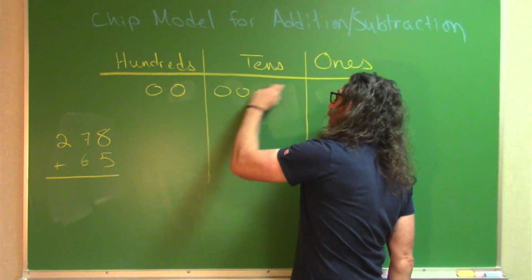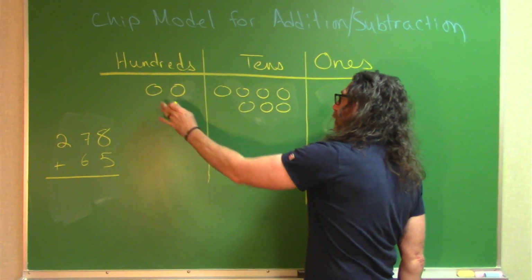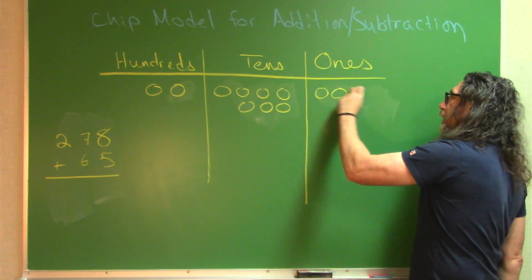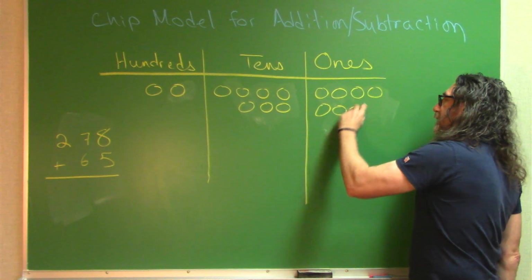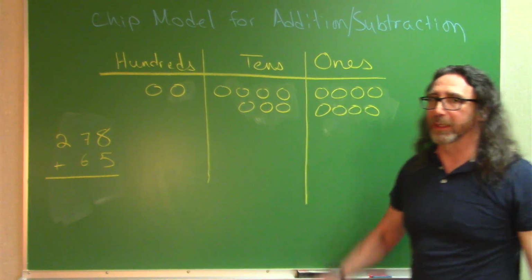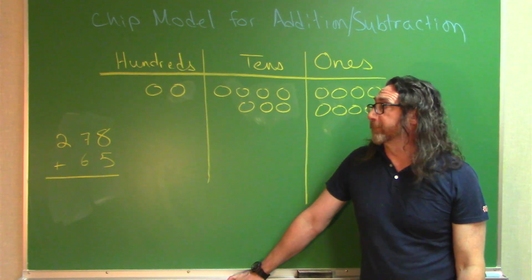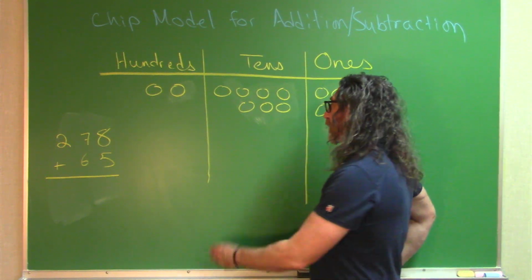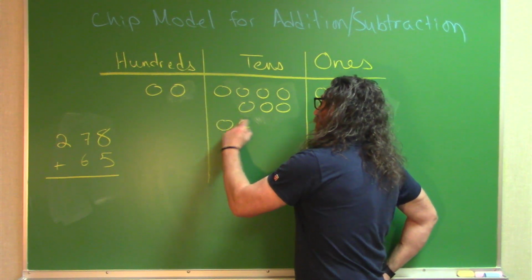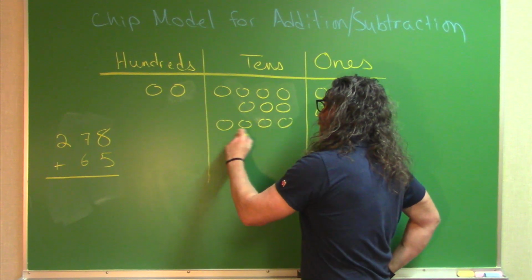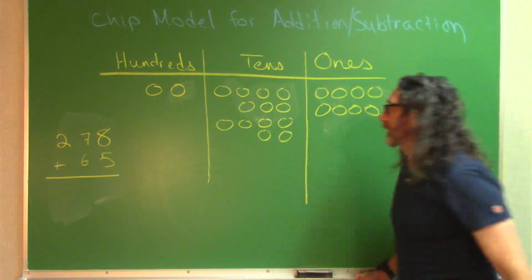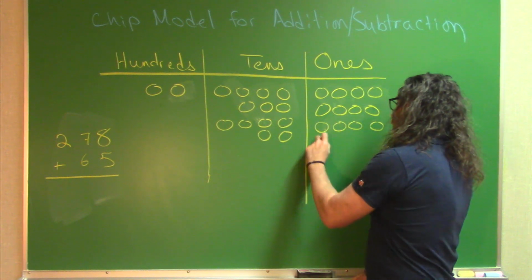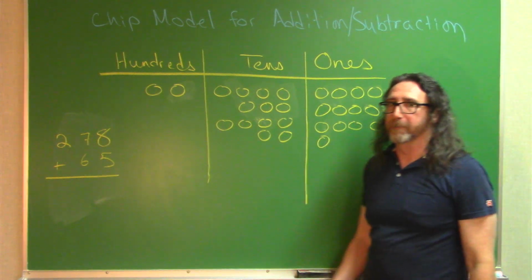1, 2, 3, 4, 5, 6, 7. So 2 in the hundreds tray, 7 in the tens tray, 1, 2, 3, 4, 5, 6, 7, 8, and 8 in the ones tray. And then we're going to load in this second number here, which is 65. So 1, 2, 3, 4, 5, 6 goes into this tray. And then 1, 2, 3, 4, 5 goes into this tray.